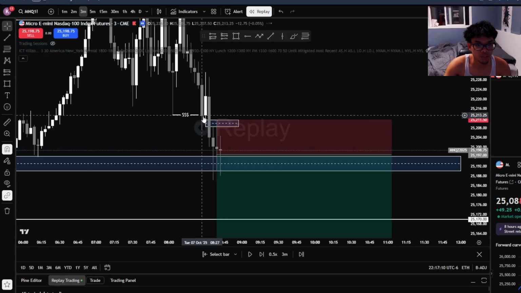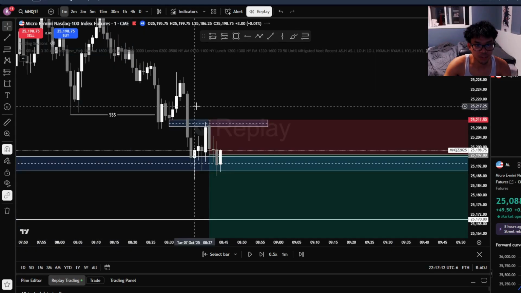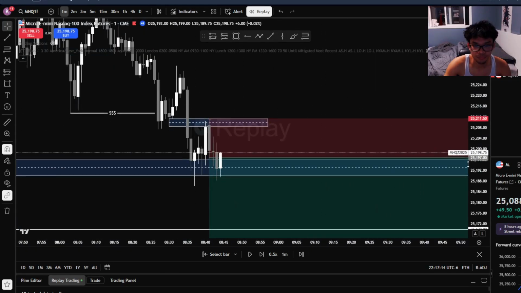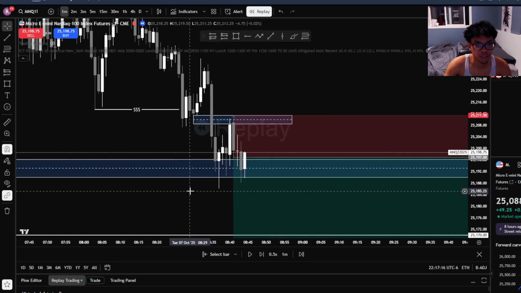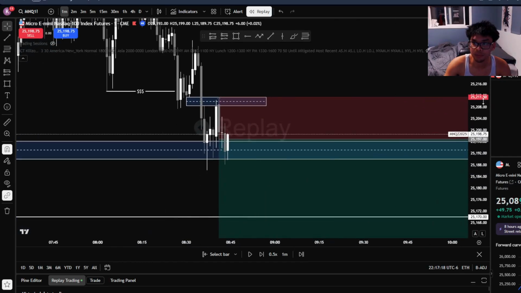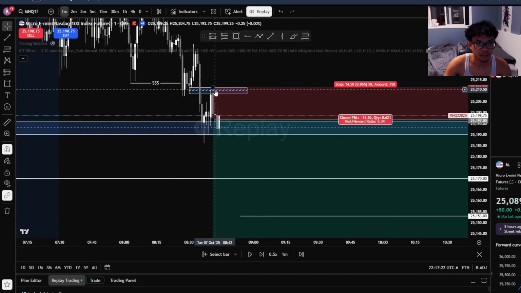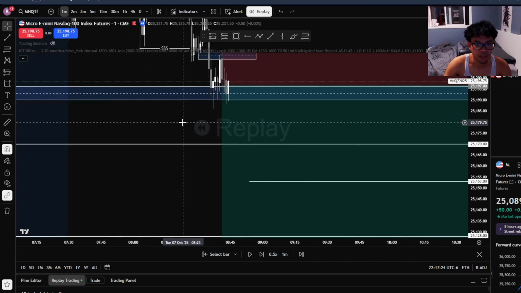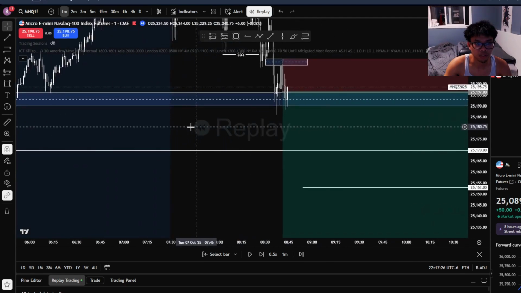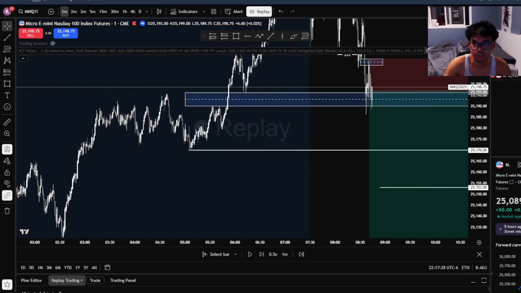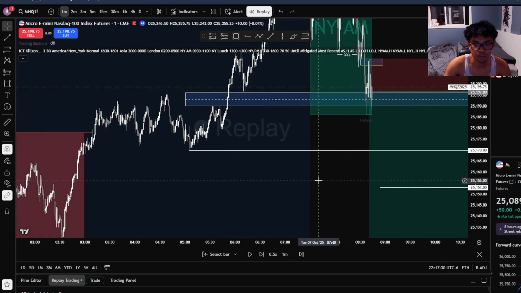We respected this 3 minute, and I said, you know what, I'm just gonna go short. Like, I gambled the rest of the account basically. Stops at that on top of this 3 minute fair value gap, and then I was just targeting lower. My first target was this. This was just a low.